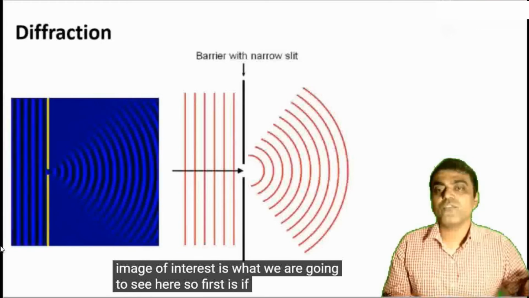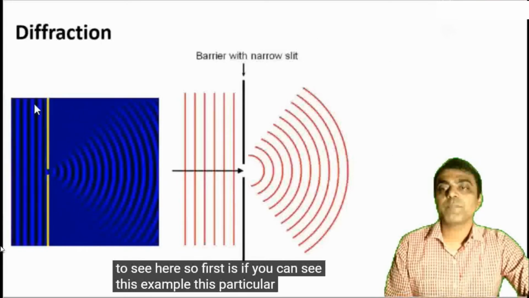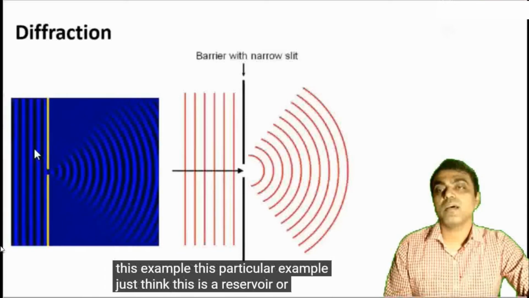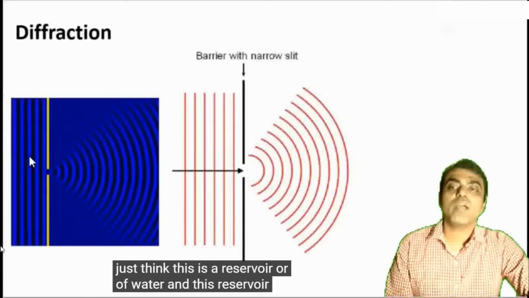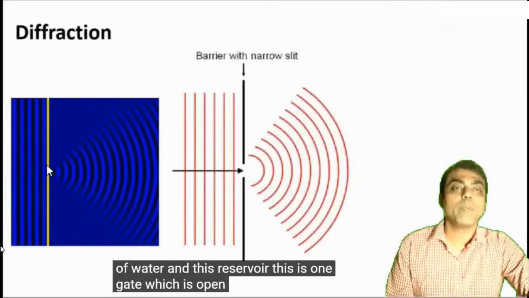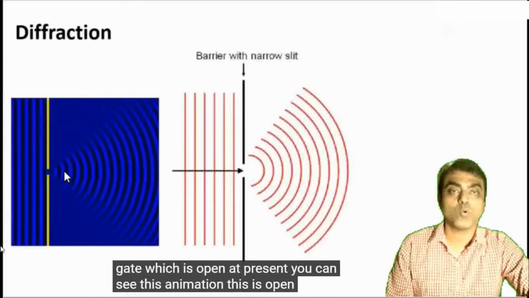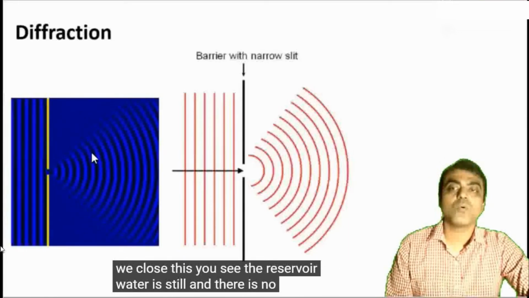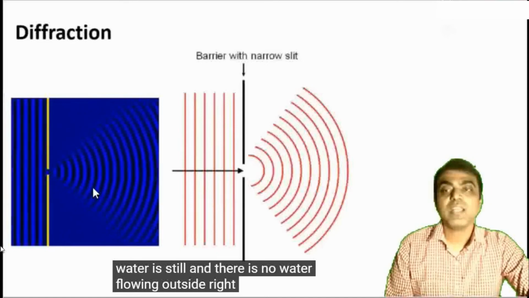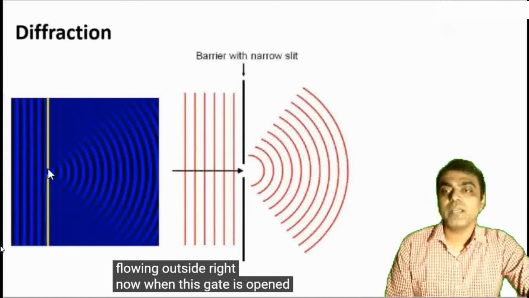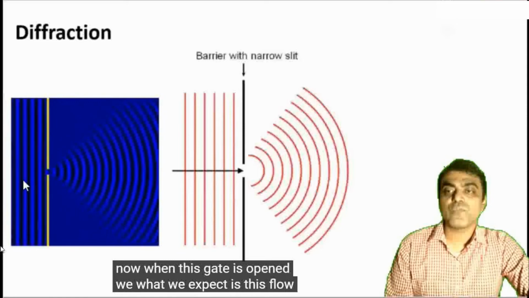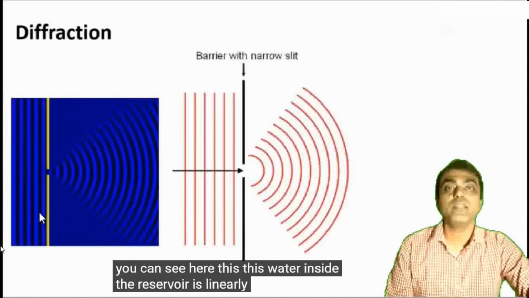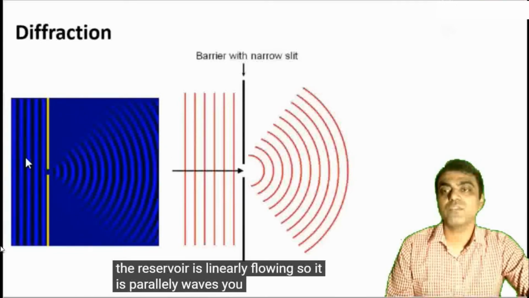First, if you look at this example, just think this is a reservoir of water, and this is one gate which is open at present. You can see this animation. Now, if we close this, you see the reservoir water is still and there is no water flowing outside, right? When this gate is opened, what we expect is that the flow is linear. You can see the water inside the reservoir is flowing linearly, so they are parallel waves.